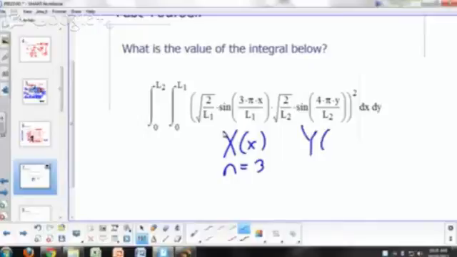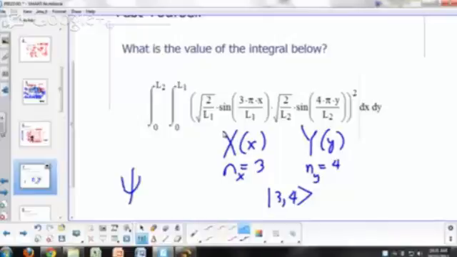And this is Y of y for n sub x equals 3, n sub y equals what for this one? 4. Or you can say this is the 3, 4 eigenfunction. You can call this psi 3, 4: n sub x equals 3, n sub y equals 4. So what is this number equal to?